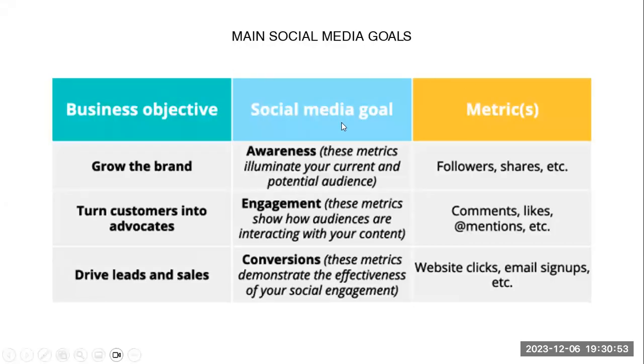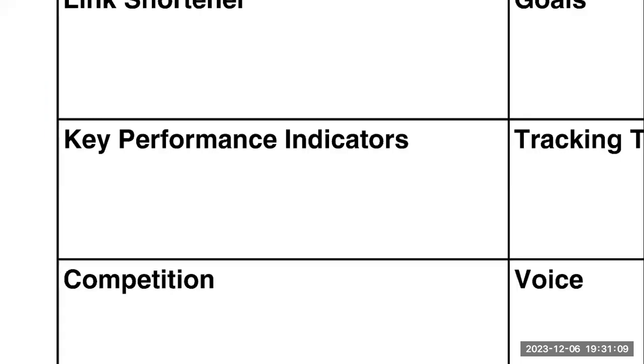The first goal is awareness, grow your brand. The second goal is engagement. First you have to create awareness. You first need to grow your platform. Once you have people following your platform, then you can talk to people. Engagement just basically means to talk to them. And once you're talking to them and they're engaging, you can ask them to buy your stuff. These are the three main goals.